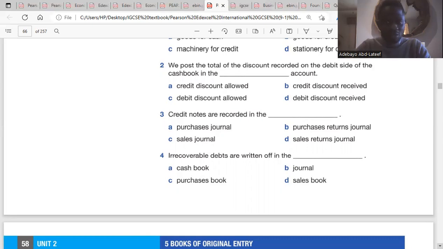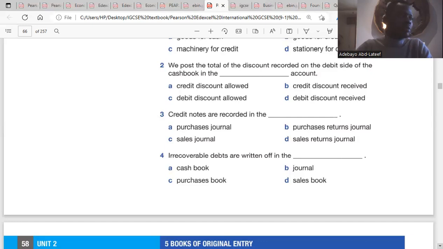When you have a credit note, you would have gotten a credit note because the customer is returning some of the goods we sold to him or her. Do you get it? So credit notes will be recorded in where? In the sales returns journal. Do you get it? Yes. All right. So we record it in the sales returns journal.